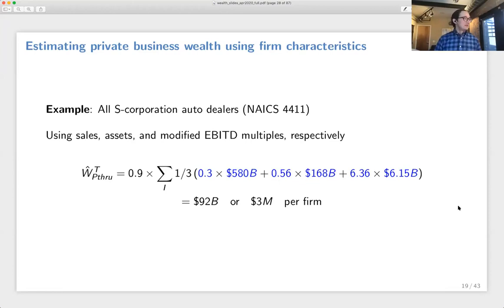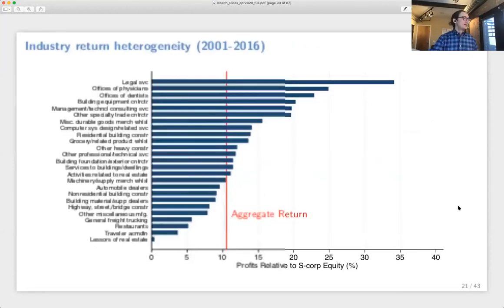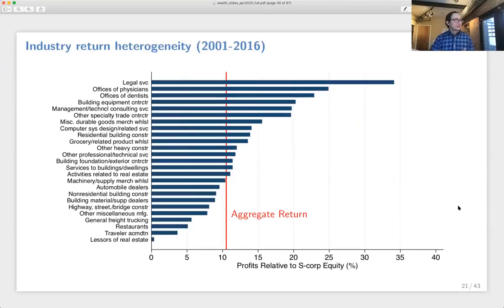$6 billion of EBITDA. So adding it all up, taking an average, and multiplying by the illiquidity discount, we're going to have about $3 million per auto dealership, which actually lines up pretty well with what, say, you find if you Google how do I sell my auto dealership, how do I value it, what practitioners suggest is the right way of thinking through this.